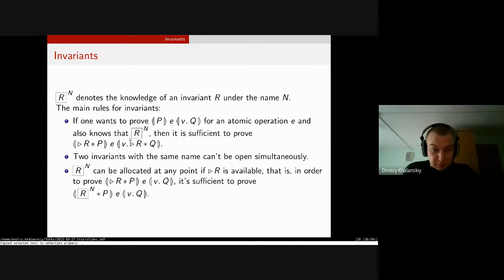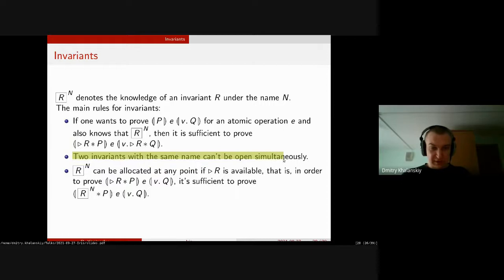And in addition to proving the Q, you will also have to give back the resource that you took from the invariant by the end of the atomic operation, which is represented by also having to prove this.